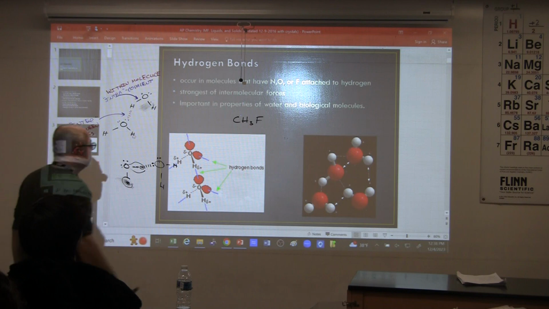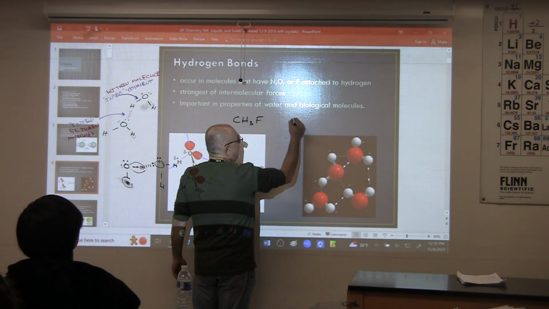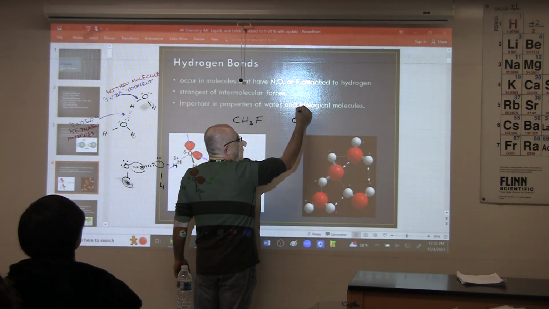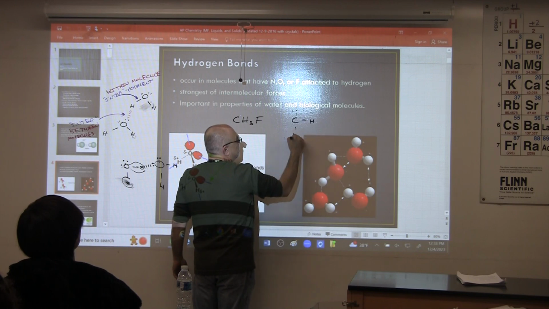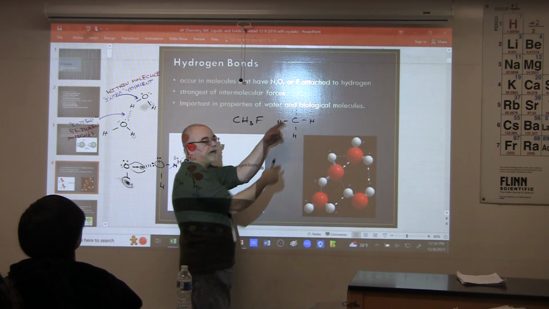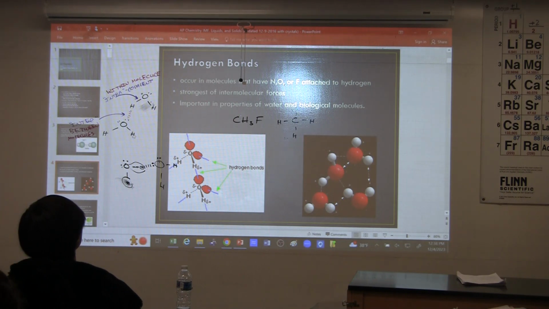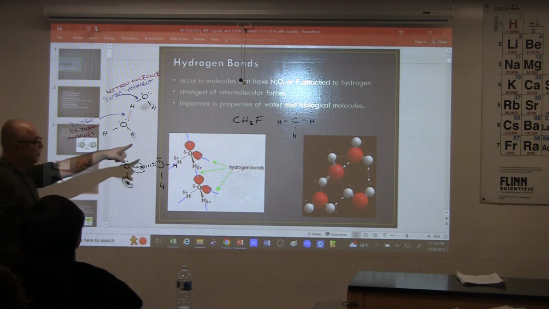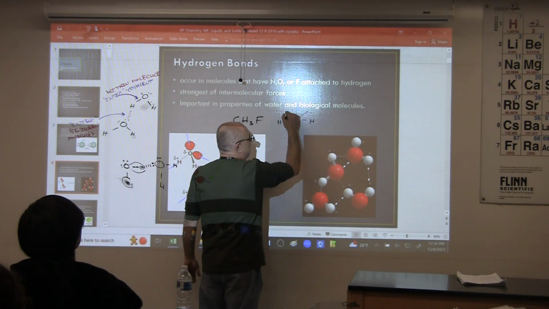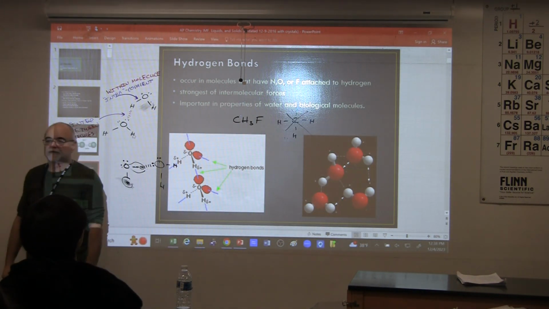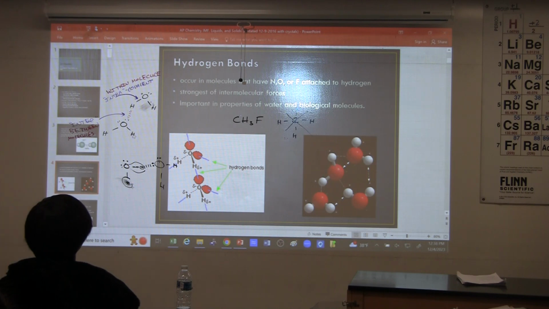Very good. In this case, the fluorine is bonded to the carbon, not to the hydrogen at any point. So even though both of these are in the molecule, we can't create the effect unless the very electronegative atom directly attaches to the hydrogen. So in this case, we can't form hydrogen bonds between molecules like this. It doesn't have everything it needs.